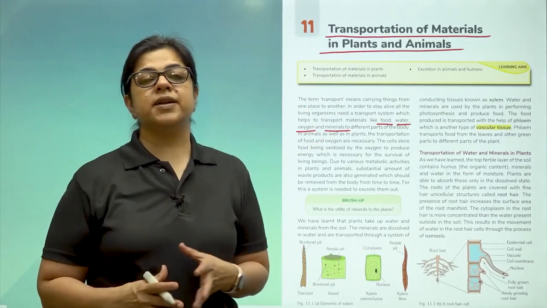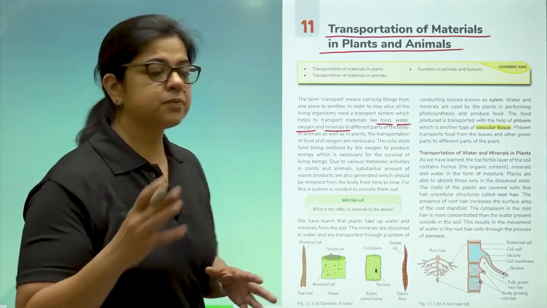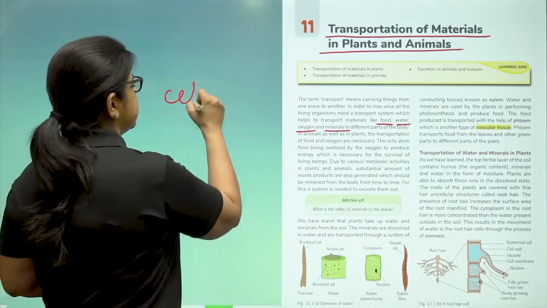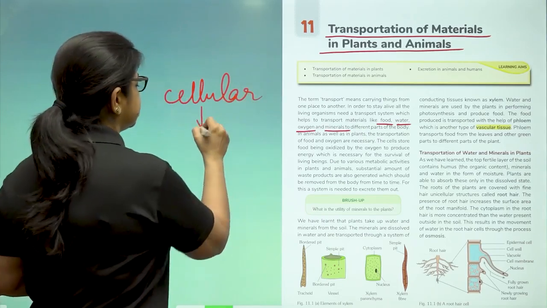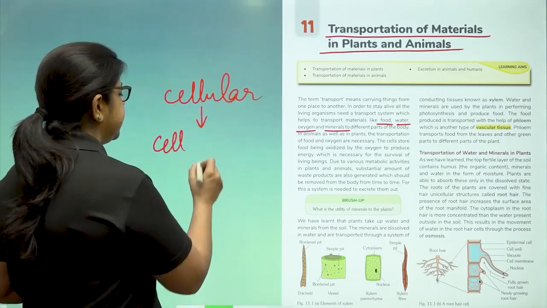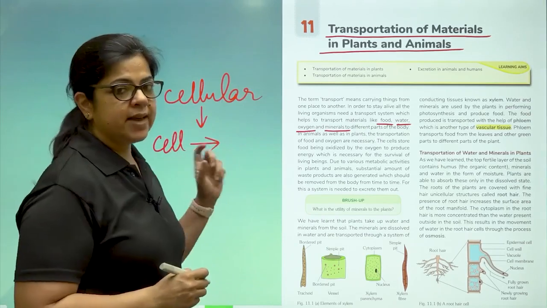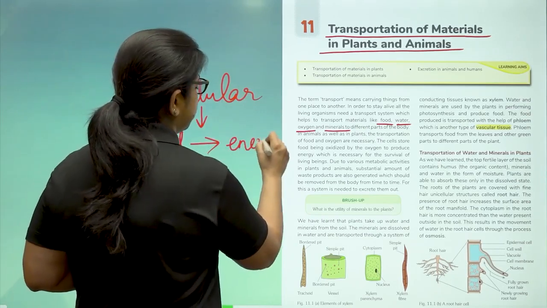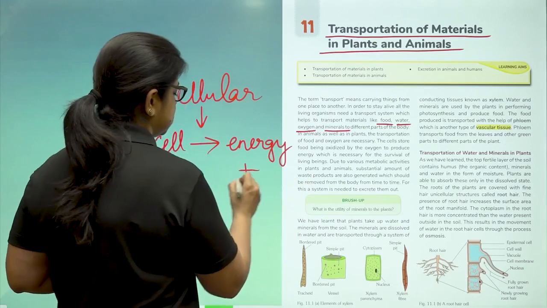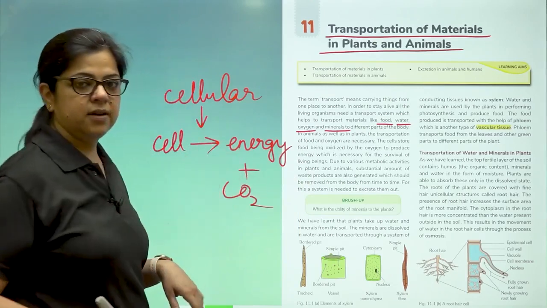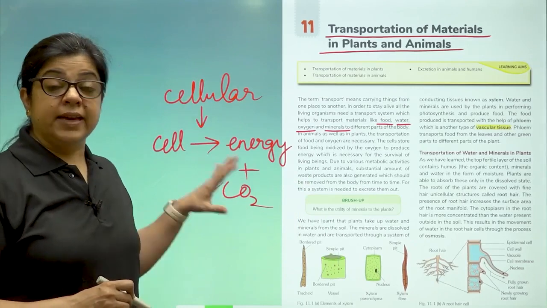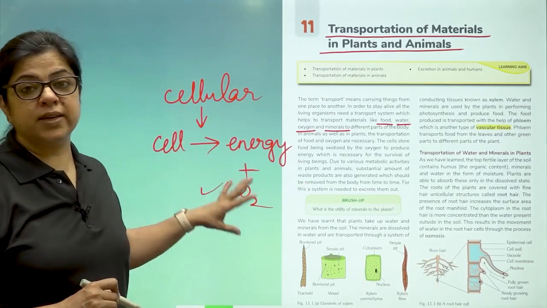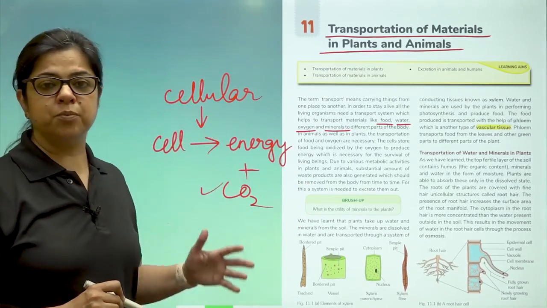So we learned about respiration in the previous chapter and we learned about cellular respiration. So cellular respiration takes place at the cell level. Inside the cell, it uses oxygen to break down the food, releasing energy and carbon dioxide. Now this carbon dioxide that is released is a waste. Can it remain in the cell? No, it cannot. It has to be thrown out of the body.